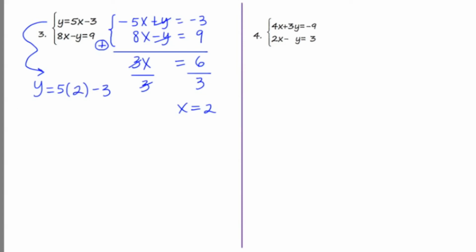And now I have y equals 10 minus 3. And of course, y would equal 7. Expressing our final answer as an ordered pair, we get the ordered pair (2, 7) in parentheses. Okay, let's go to example 4.